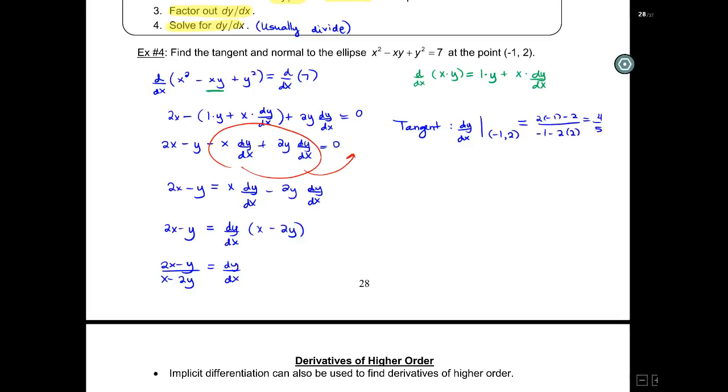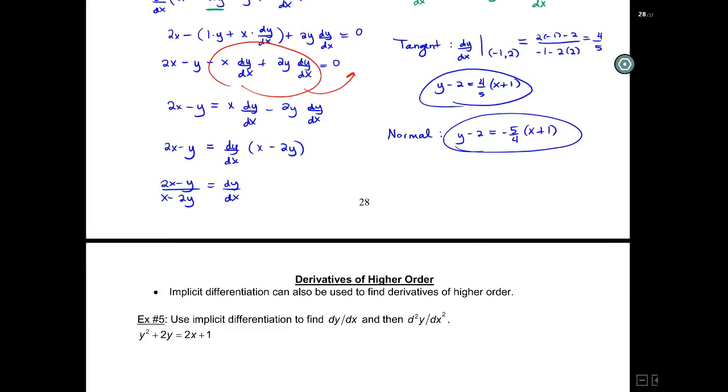Okay, so what's the equation of my tangent line? So it's y minus 2 equals 4/5 x plus 1. Exactly. All I need to do for the normal, I've done all the work. I just need to take the negative reciprocal. So it's going to be y minus 2 equals -5/4 x plus 1. Okay, questions? Okay.